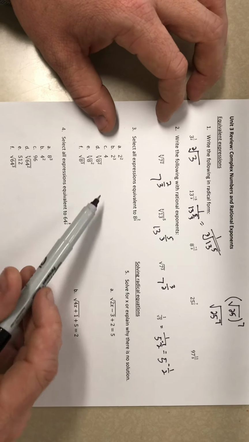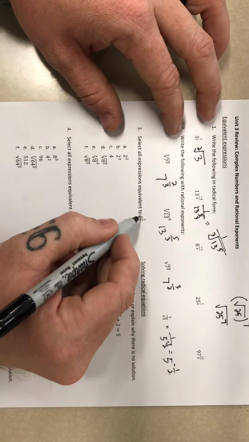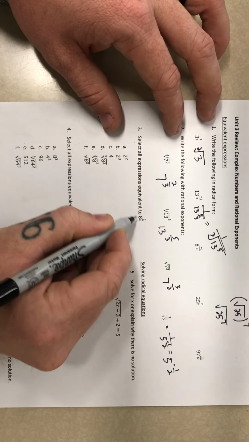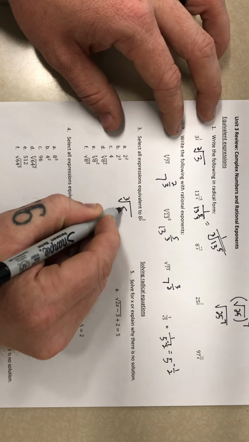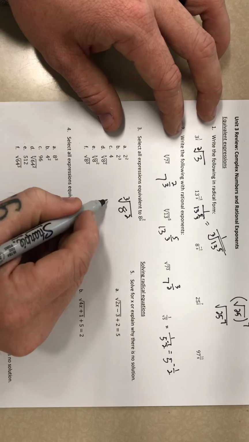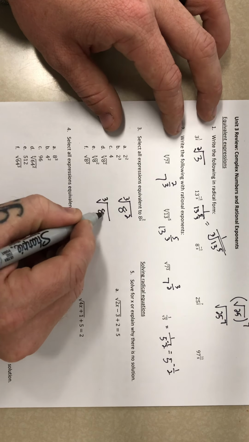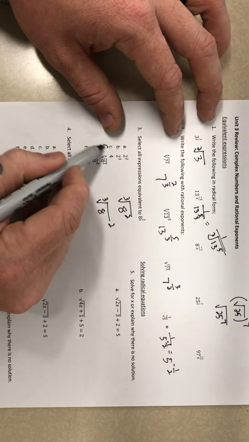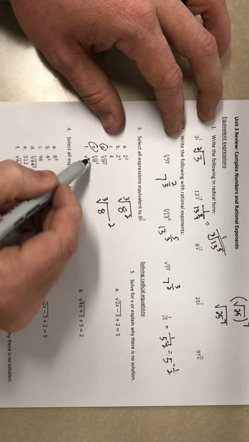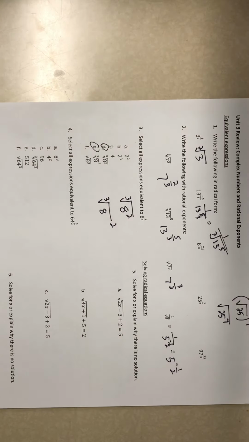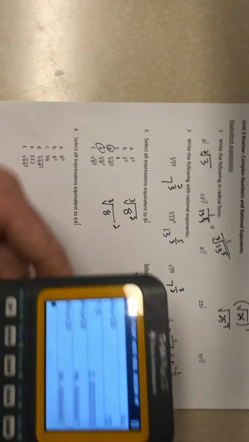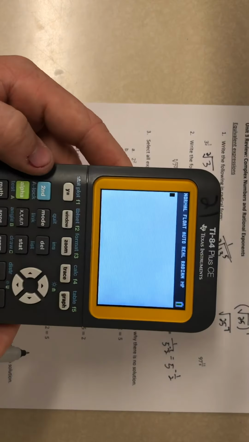Moving on to number 3. 3 and 4 are going to be similar in this way. So we have 8 to the 2/3. We'll start by rewriting this. So it's the cube root of 8 squared, or it can be rewritten as the cube root of 8, squared. So that's going to be D and E, because those are the same thing. You'd end up getting the same answer.